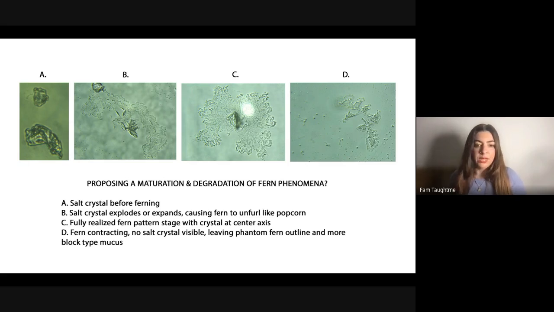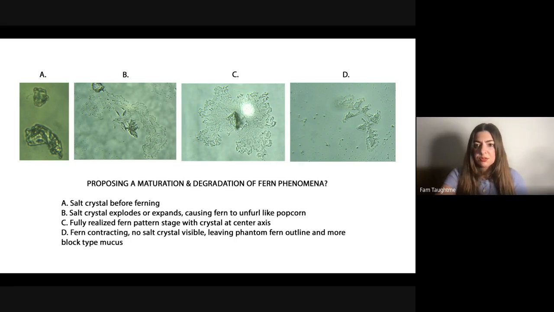So when I looked at this all cumulatively, I was curious about the salt crystal before the ferning process, what happens when it explodes or expands or unfurls, kind of like popcorn does. And then the fully realized stage where the salt crystal is in the center and the ferning pattern is fully unfurled. And then the last stage I saw was there seems to be some fern contracting. Like there's almost a dehydration of the ferning pattern. So that's what D is showing you. There's like a phantom fern outline type of thing that I was seeing.